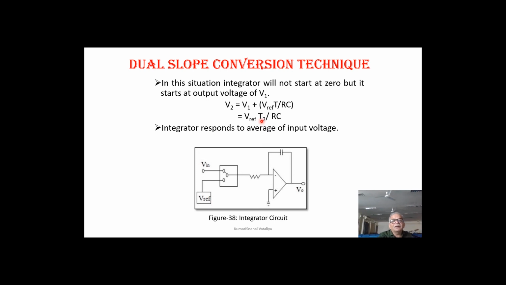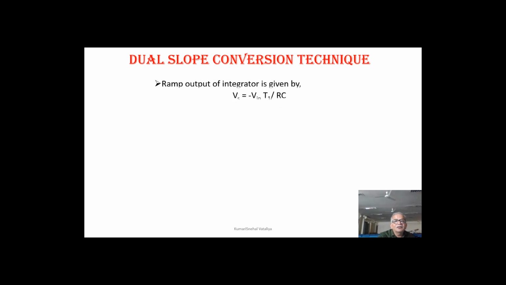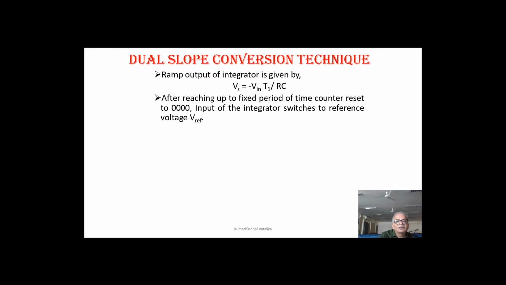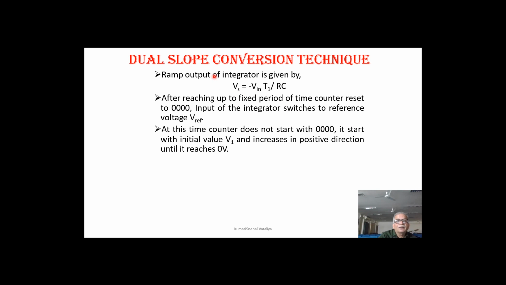So the time measured will be required. If this voltage is larger, then it will take more time and more pulses will be there, and your digital output corresponds to the input. If the voltage is less, then the ramp will reach 0 very quickly and a small number is produced. So V output is again proportional to input with these RC time constants cancelled in both directions. So you can see the way the process is done. Ramp output of the generator is given by this.